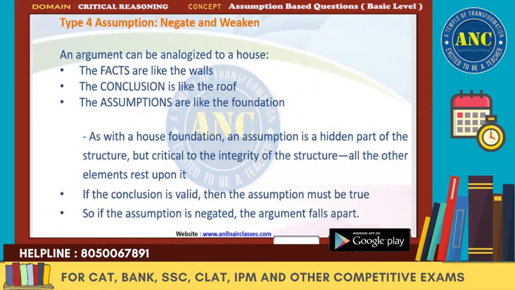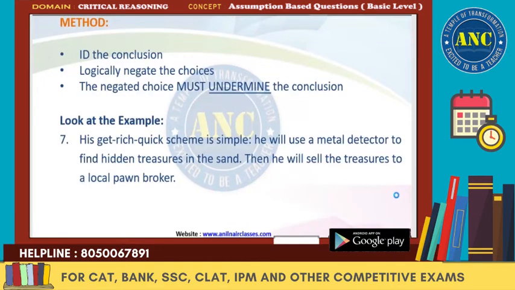So if the conclusion is valid, that means the assumption has to be true. And if the assumption is negated, then the argument falls apart. So what will be the method? You have to first ID the conclusion, then logically negate the choices, and always remember that the negated choice must undermine the conclusion. Let's look at an example.